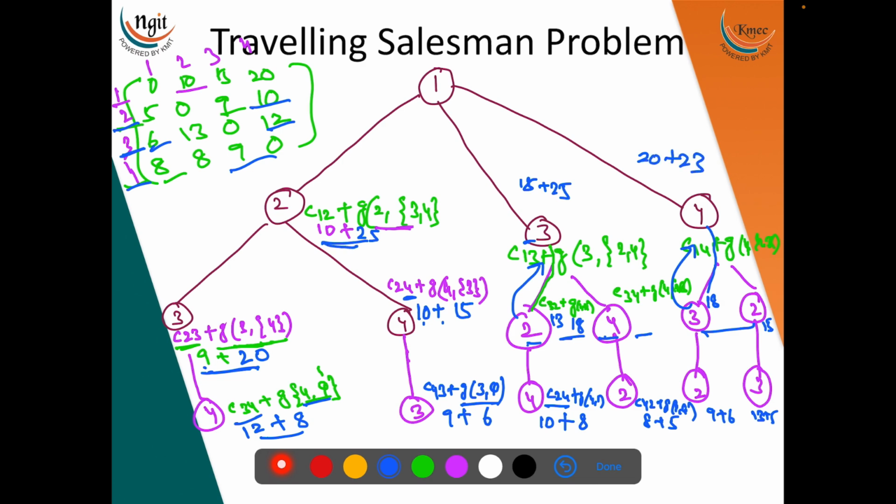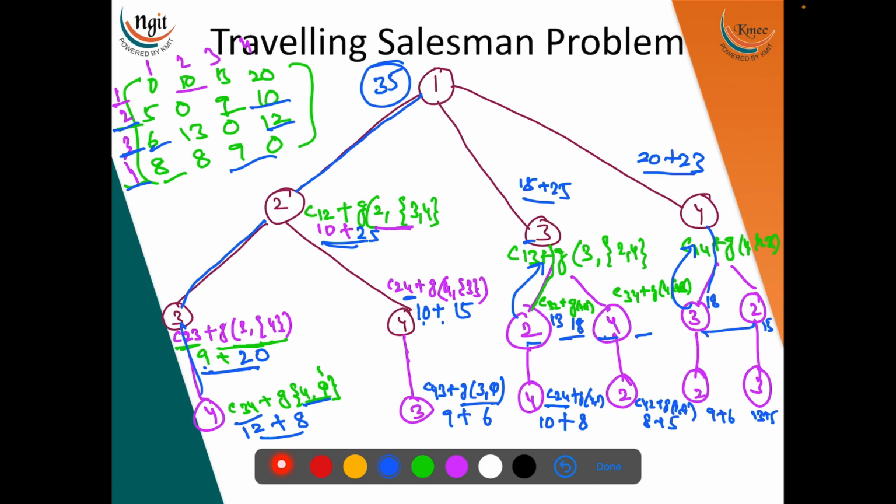So 10 plus 25, 15 plus 25, 20 plus 23. Which is the shorter distance or minimum cost? 35 is the minimum cost. So which path has he taken? He has taken this path to travel. So this is the minimum cost he has got from the cost matrix and the cost matrix formula. So that's it. It is about the traveling salesman problem.